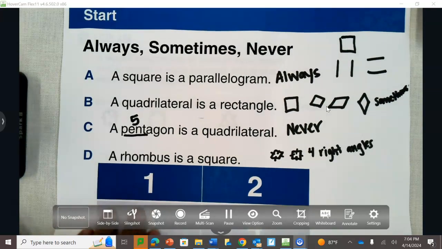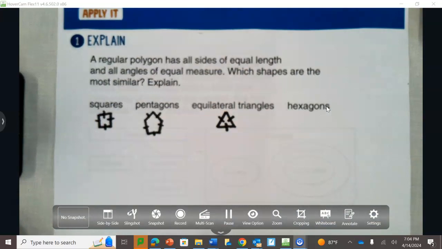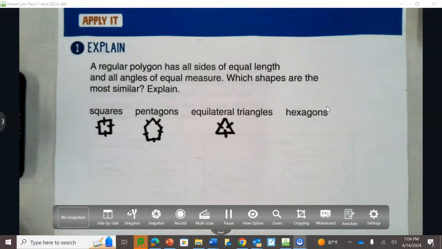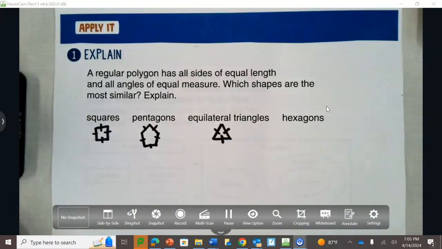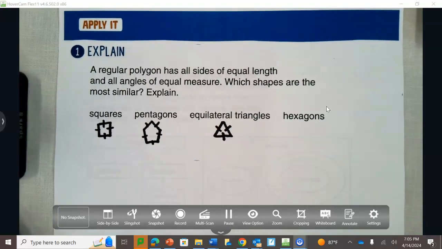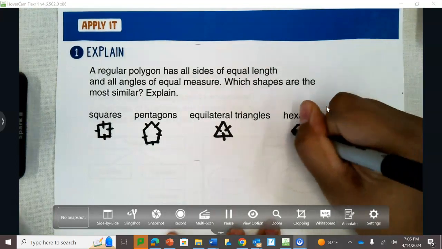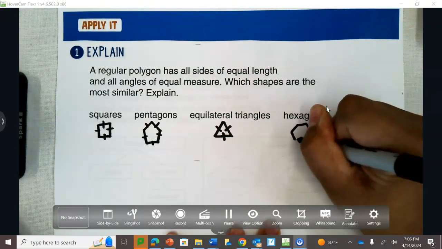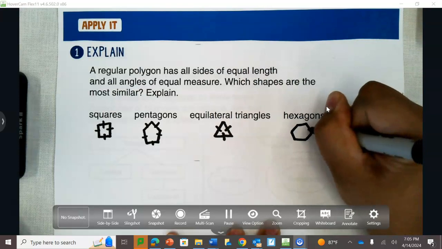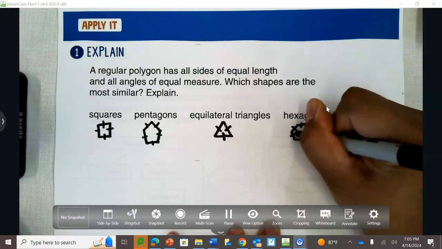All right, so we're going to go to this apply it problem. I'm going to do this one for you, and I just need you to listen because this one was kind of confusing how they worded it. I want to make sure that you understand. I was in the middle of drawing the shapes in my last video and then my video just died, so I'm going to try that again.